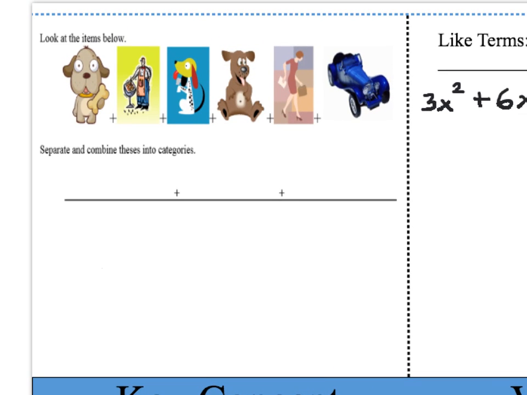It says look at the images below. So we've got an image of a dog, a person barbecuing, another dog, a lady, and a car. They want us to separate and combine these into categories.